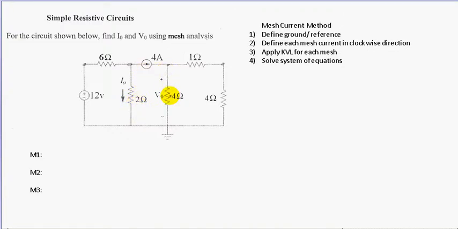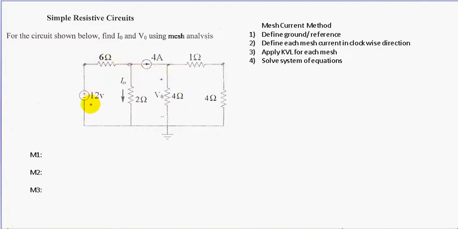First, when using mesh current, we have to find our ground node, and then we define each mesh current in a clockwise direction just to be consistent. So you want to count the number of meshes you have in your circuit. In this circuit, we have 3 meshes. As you can see, each mesh is its own loop. A mesh is a loop without any other loops inside.